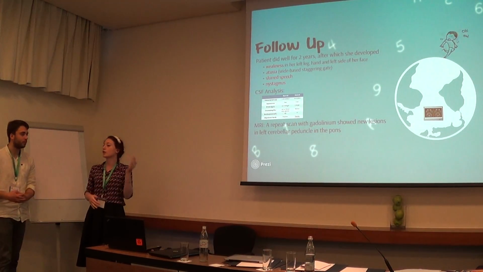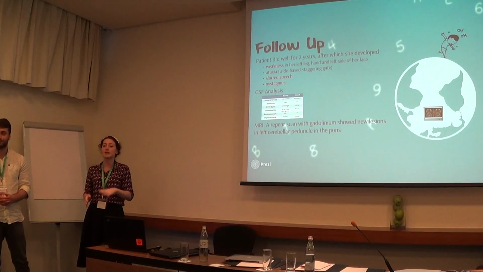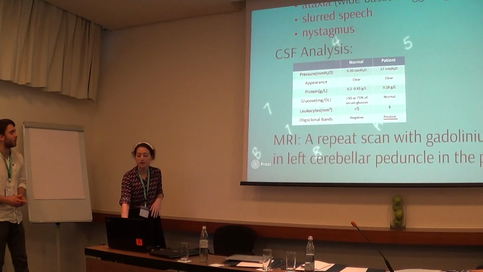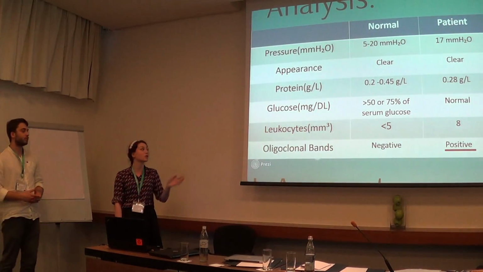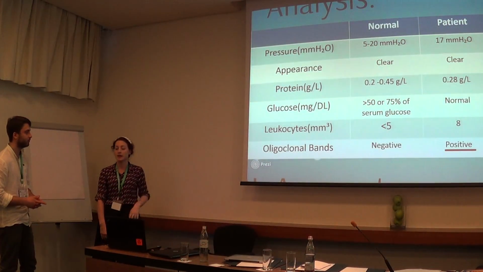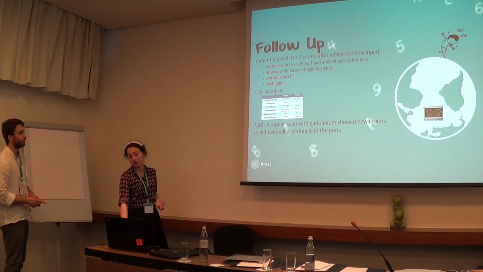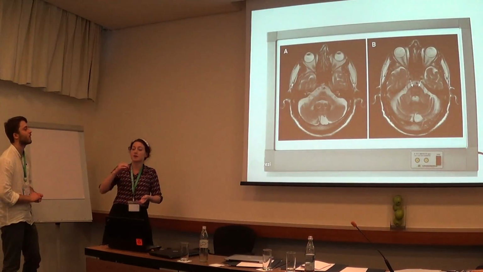She had weakness on her left side, abnormal gait, slurred speech, and nystagmus. We did a lumbar puncture and CSF analysis, which showed that the patient was positive for oligoclonal bands. So we did a repeat MRI scan, which showed new lesions in the pons and in the middle cerebellar peduncle.